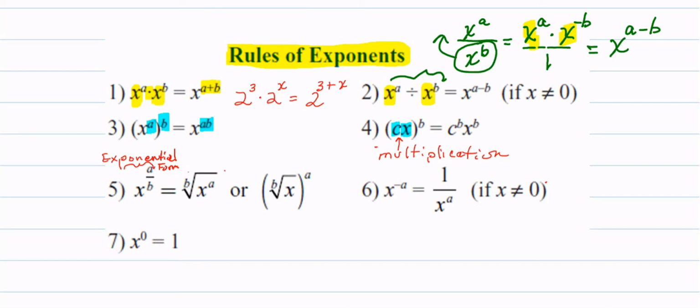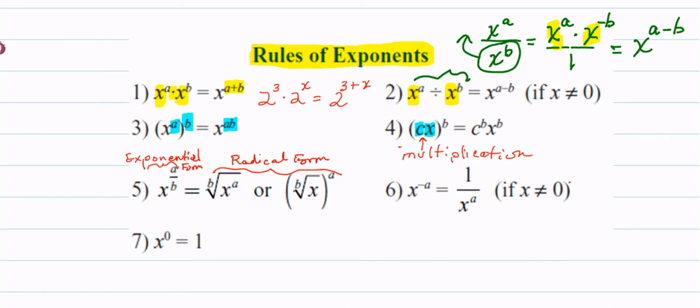And then what we have here with the radical symbol, the b root of x to the a power, is your radical form. Anything with the radical symbol, a square root or nth root sign, we call radical form. Let me explain rule 5 over here. Let me make a little room. So an example for number 5: I'm going to go from radical form to exponent form.